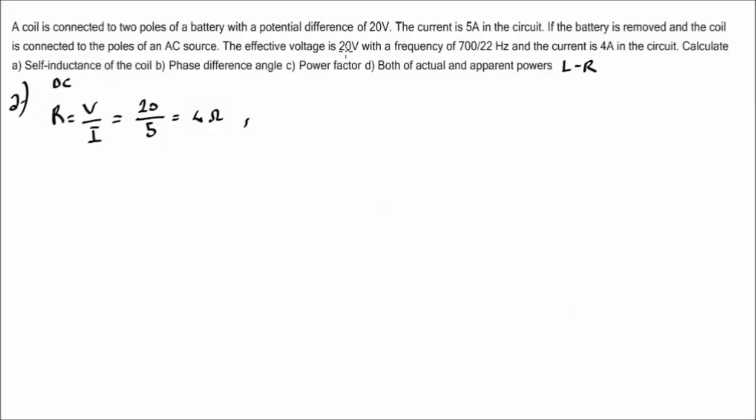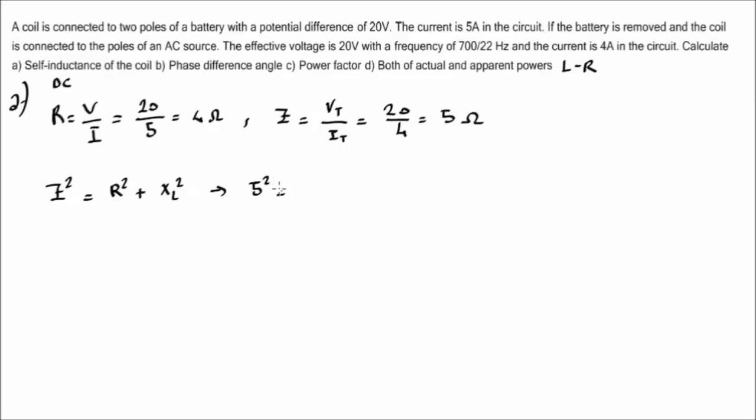Effective voltage given 20 and the current in the circuit given 4 ampere, so I can calculate the total impedance, which is equal to V total over I total, 20 over 4, equals 5 ohm. The total impedance formula is Z squared equals R squared plus X squared, but in this circuit there is no capacitor, so directly XL squared. Z is 5, so 5 squared equals R, 4 squared, plus XL squared. And the XL is going to be 3 ohm.